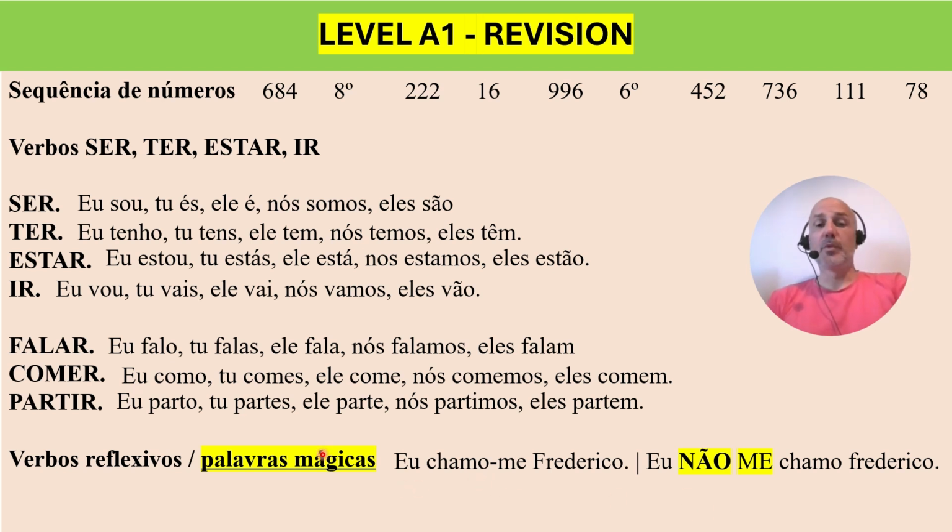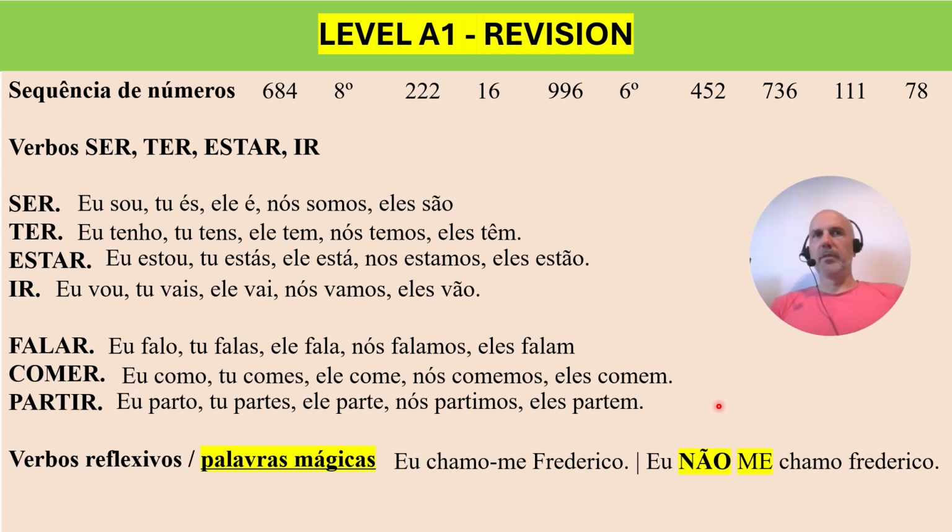And then we have magic words. Magic words are words that every time we have one of these magic words, we have to flip and the pronoun comes before. An example, eu não me chamo Frederico. So the fact that we have here this não, it flips and now the pronoun is not here after the verb anymore. The pronoun is here before the verb. Why? Because we have this magic word. So não me chamo Frederico.